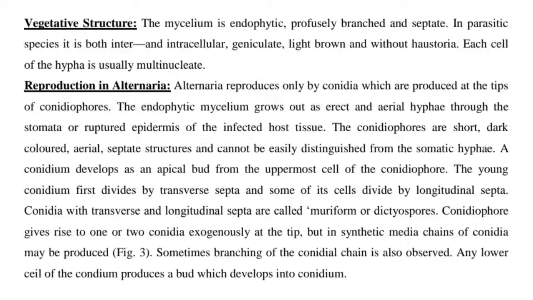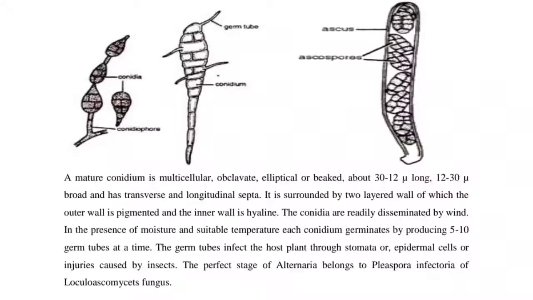The conidiophore gives rise to one or two conidia exogenously at the tip, but in synthetic media chains of conidia may be produced. Fig. 3. Sometimes branching of the conidial chain is also observed. The lower cell of the conidium produces a bud which develops into a conidium. A mature conidium is multicellular, obclavate, elliptical or beaked, about 30 to 12 micro long, 12 to 30 micro broad, and has transverse and longitudinal septa. It is surrounded by a two-layered wall, of which the outer wall is pigmented and the inner wall is hyaline.